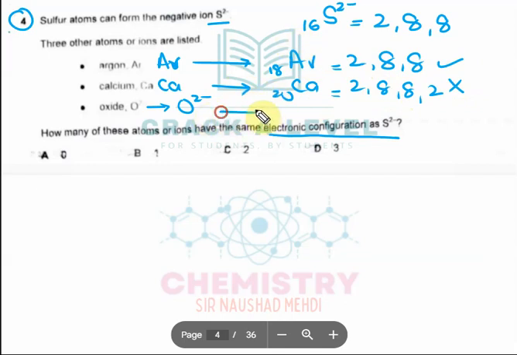And then we have the oxide ion. So oxide ion is O2 minus and its atomic number is 8. So after gaining 2 electrons it would be 10, so it would become 2, 8. So it is also not similar to that one. So we have just one, which is argon. So B would be the correct answer for this.